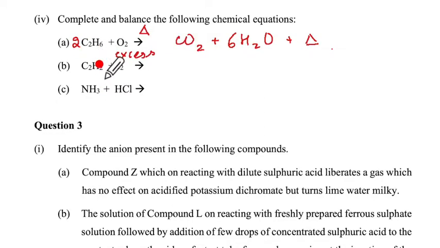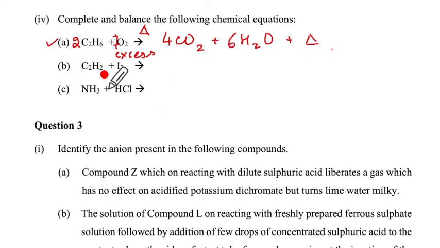Now how many carbons do we have? 4. So we'll have 4 CO2. How many oxygens do we have on the right? 8 and 6, 14. So it will be 7 here. So this will be our first reaction.